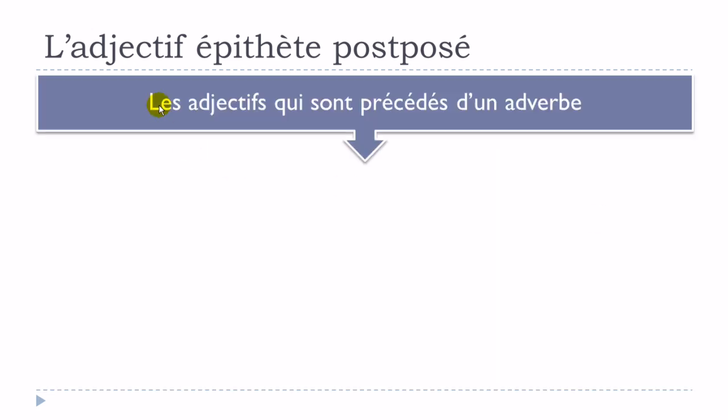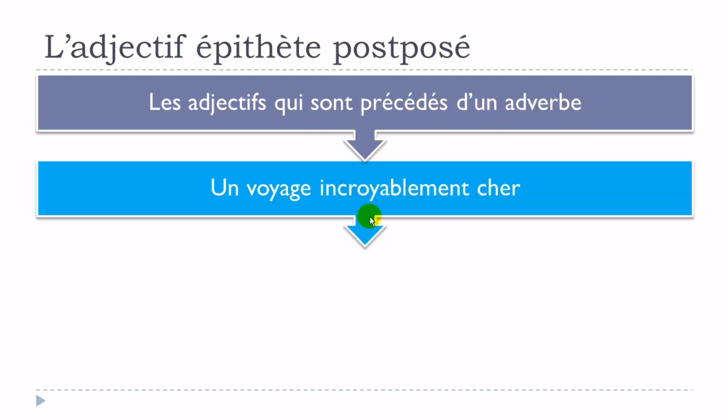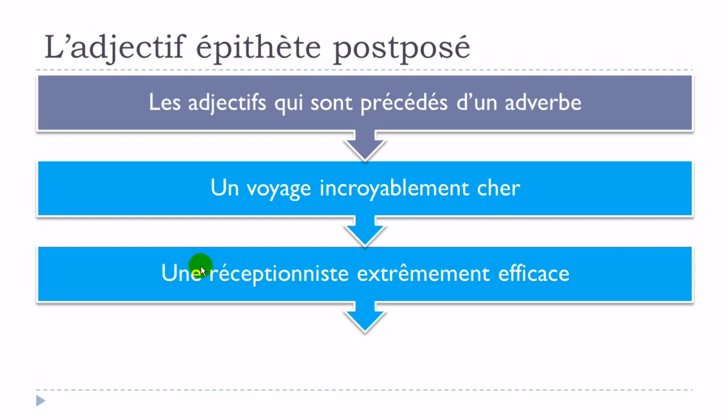Then, remember les adjectifs précédés d'un adverbe. In these cases, you can see that un voyage incroyablement cher. Cher is the adjective here, but then you've got this incroyablement, an adverb, and it's coming before your adjective, so you will have to put the two of them after your noun here. Un voyage, and then the rest is coming. Incroyablement cher. Une réceptionniste extrêmement efficace.